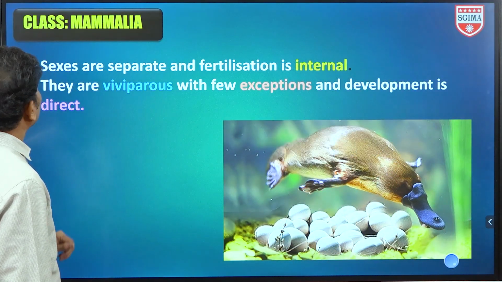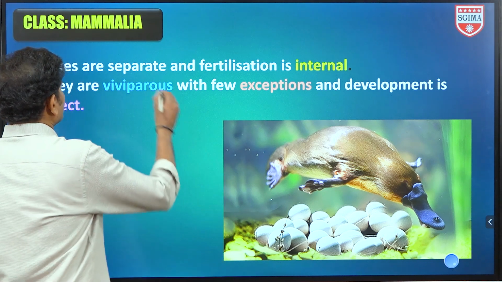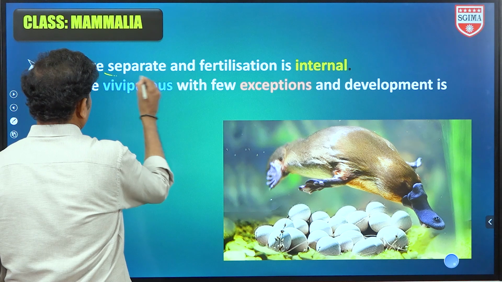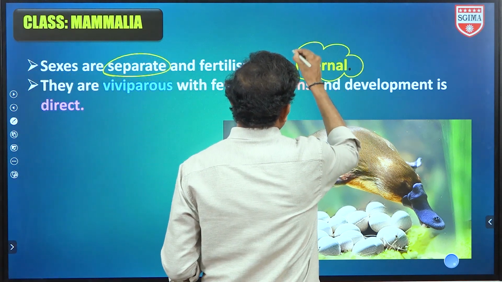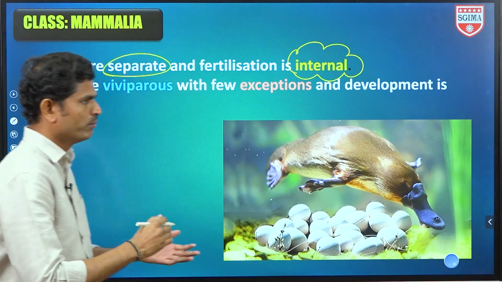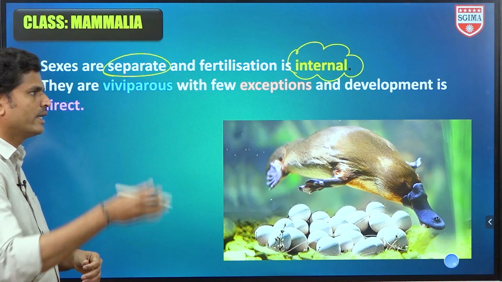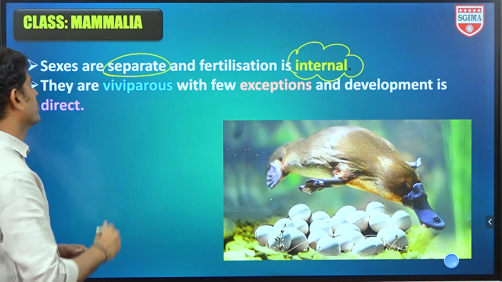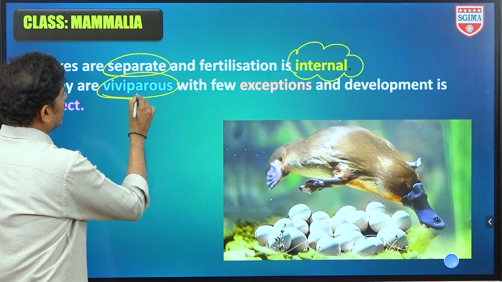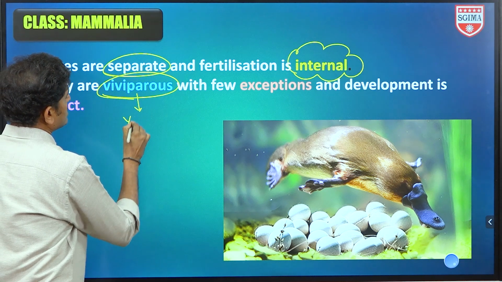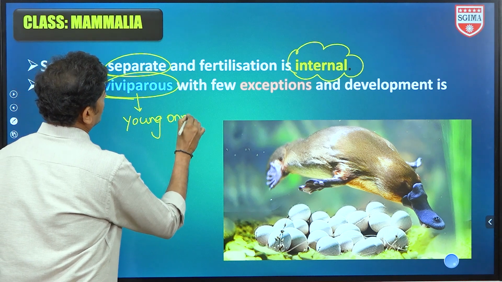Next, sexes are separate and fertilization is internal. So they show sexual dimorphism. Male organism releases the male gametes into the female reproductive tract. There they fertilize. So internal fertilization बोलते. They are viviparous. Viviparous बोले तो they give birth to young ones directly. They do not lay eggs.